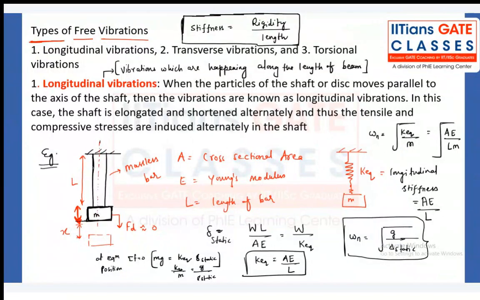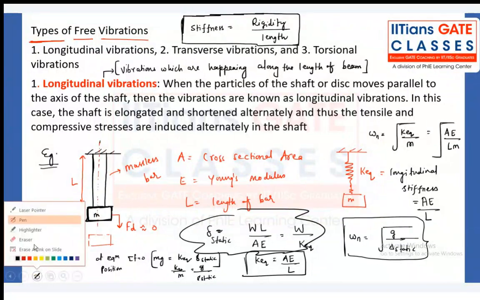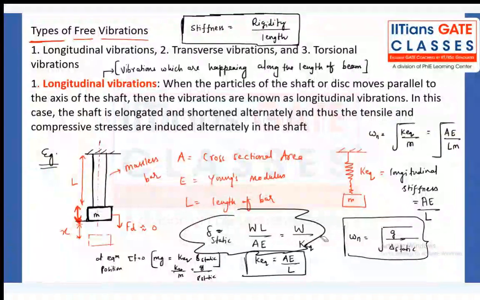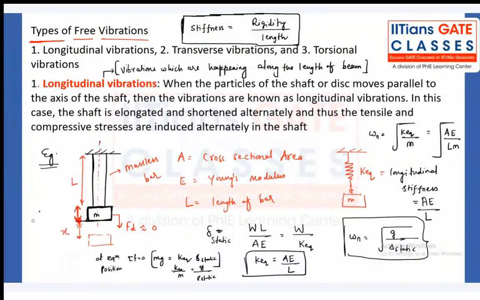Everybody knows when the rod is attached with the mass, the moment I attach the mass, there is some static deflection. And everybody knows how to find the static deflection from the strength of materials equations, PL divided by AE. Yes or no, guys? Whether this equation is clear or not from the strength of materials. Confirm it, please.